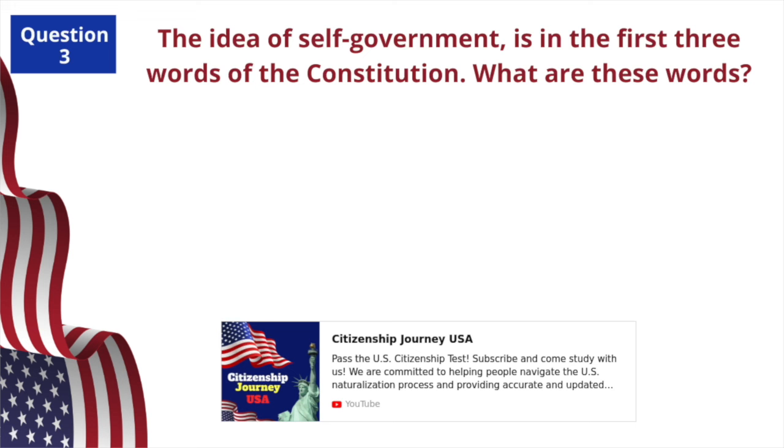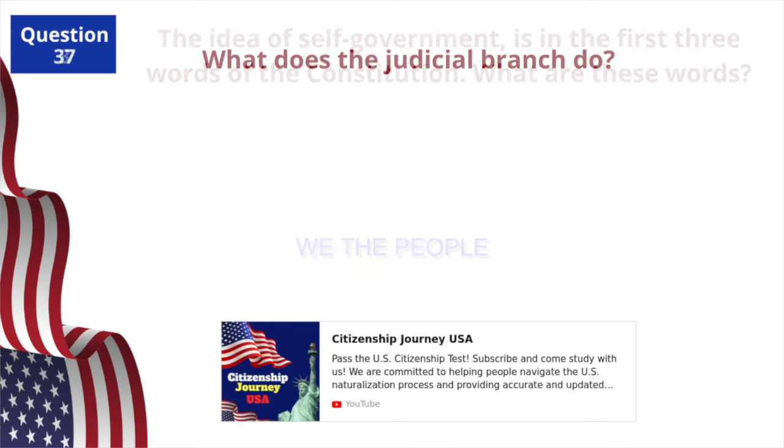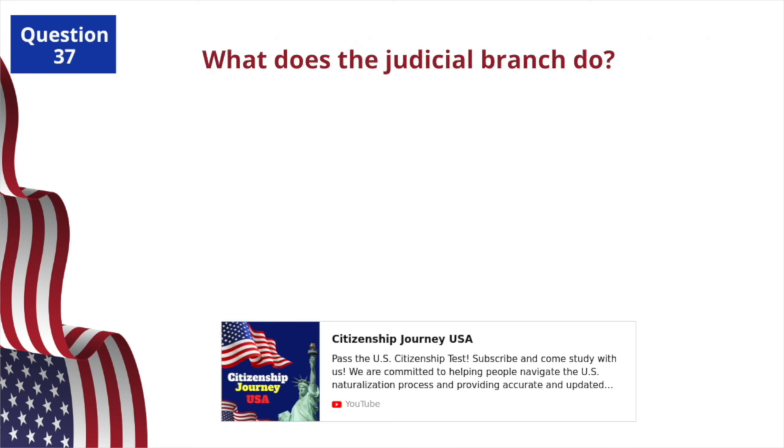The idea of self-government is in the first three words of the Constitution. What are these words? We the people. What does the judicial branch do? Reviews laws.